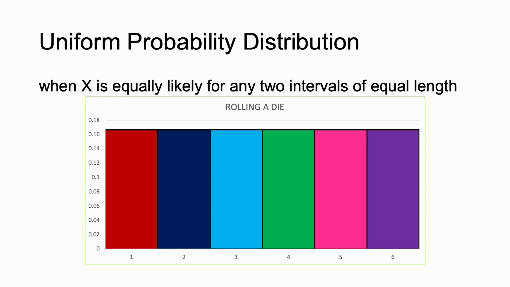In the past, we've dealt with uniform probability distribution. That's where x is equally likely for any two intervals, like rolling a 3 is just as likely as rolling a 5 if you're using a fair die.